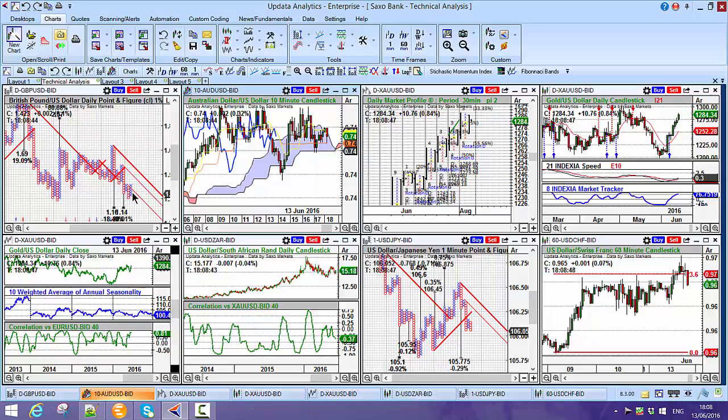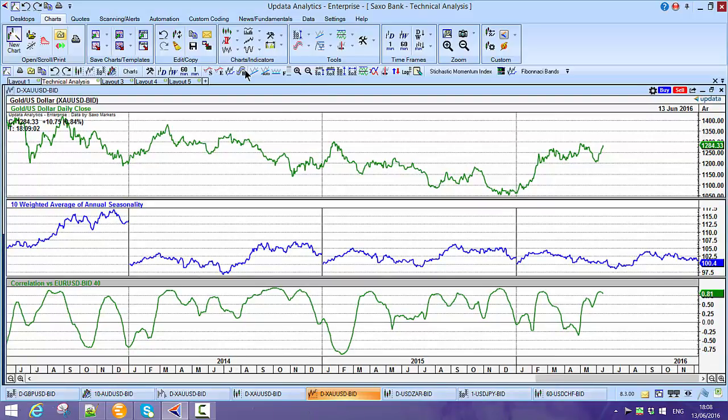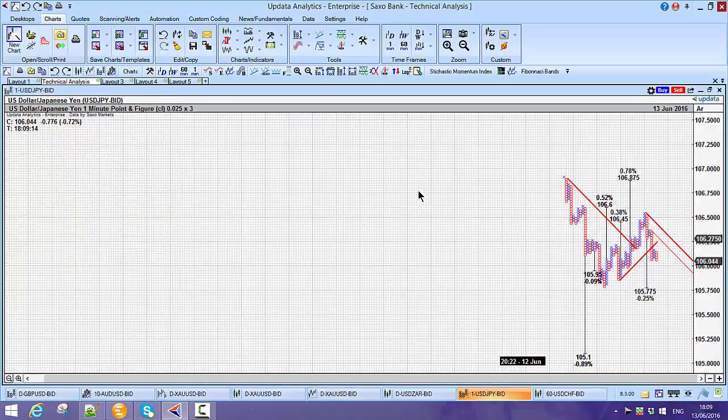I'm just looking here. We see, for example, gold. We've got seasonality studies where you can see gold's seasonal behavior. Correlation, so this is the gold correlation with the euro dollar, and you can run these charts on any time frame you want. So here we see South African rand correlated to the gold chart, for example. Here's a $1 point and figure chart, 1% point and figure chart on 1 minute.